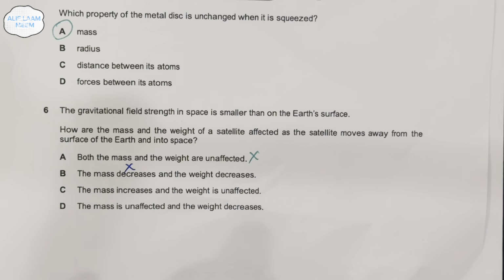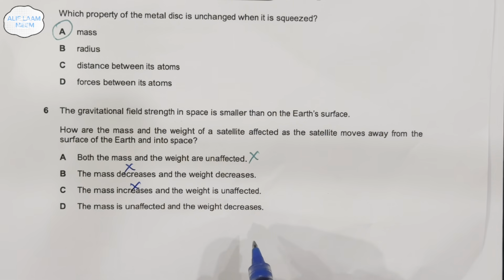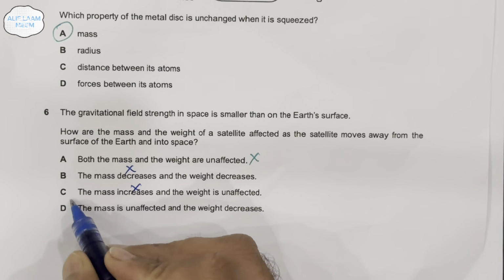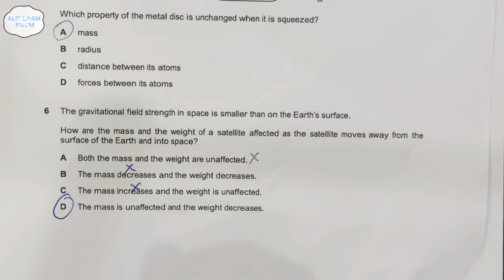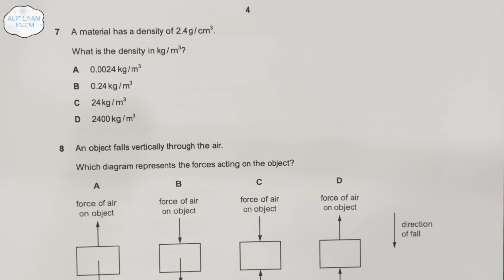The mass increases and weight, again mass doesn't change. The mass is unaffected and weight decreases. Yes, this is the only correct option, because mass always remains constant and weight depends upon the value of gravity.